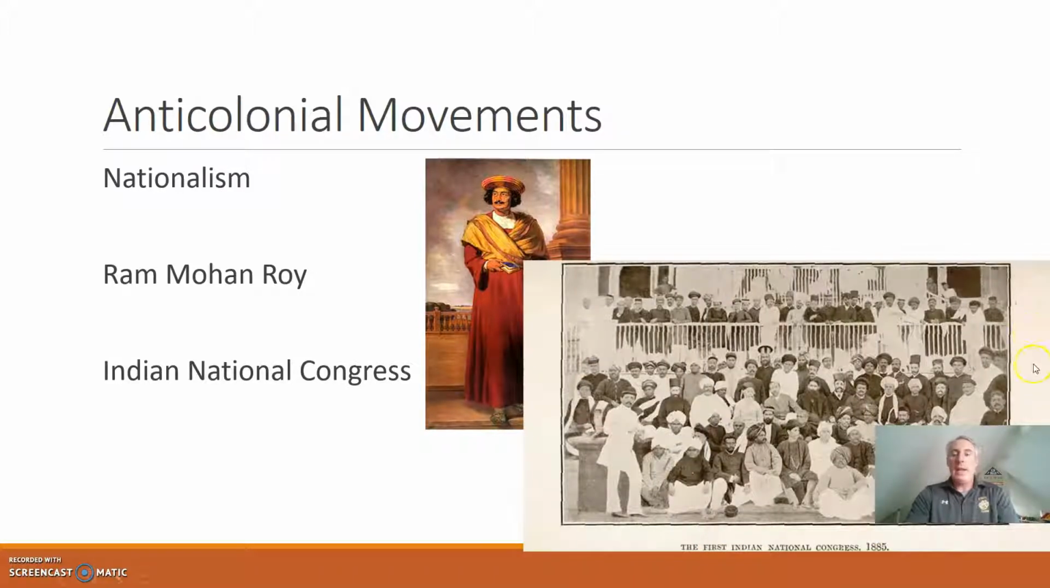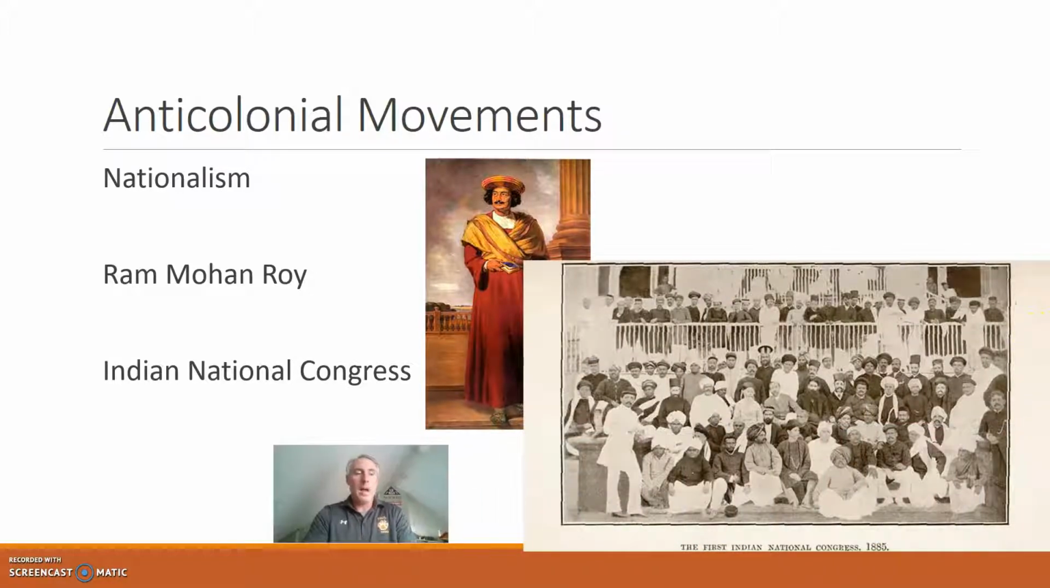It was founded in 1885, with British approval, interestingly enough, as a forum for educated Indians to voice their issues with colonial authorities. Representatives were from all over the subcontinent, and it started to focus more on issues of poverty, on taxes, and also of relief efforts, which the British were woefully inept at, with famine and drought and disease and things like that.